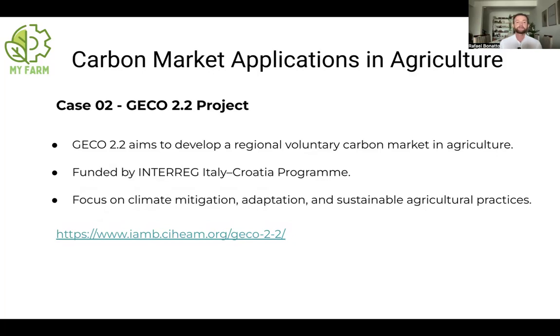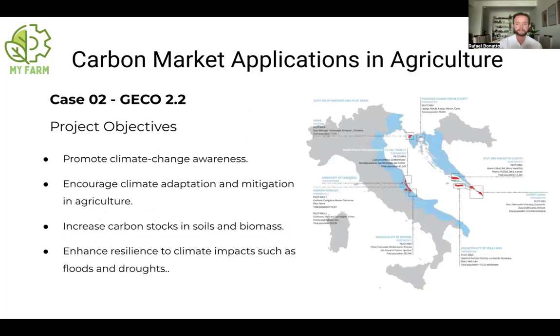But the highlight of this project is that GECO version 2.2, which is the evolution of 2.0, 2.1, aims to develop a regional voluntary carbon market in agriculture. It goes beyond a state, beyond a country. It's a regional, territorial level. It's funded by the Interreg Italy-Croatia program, two nations, okay? And it focuses on climate mitigation, adaptation, and sustainable agriculture practices.